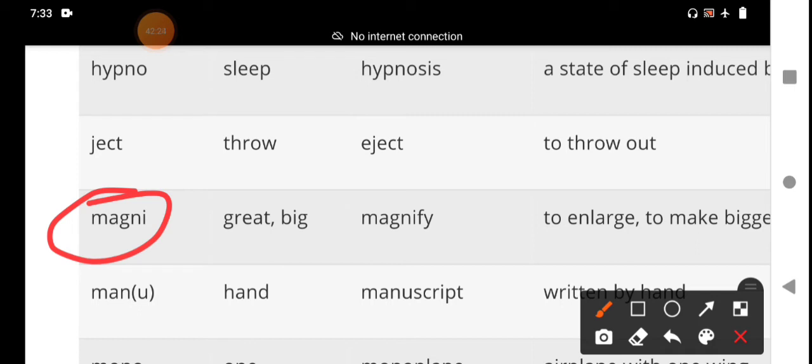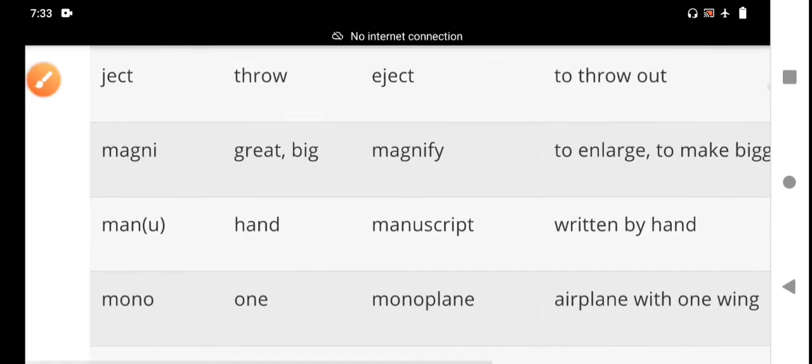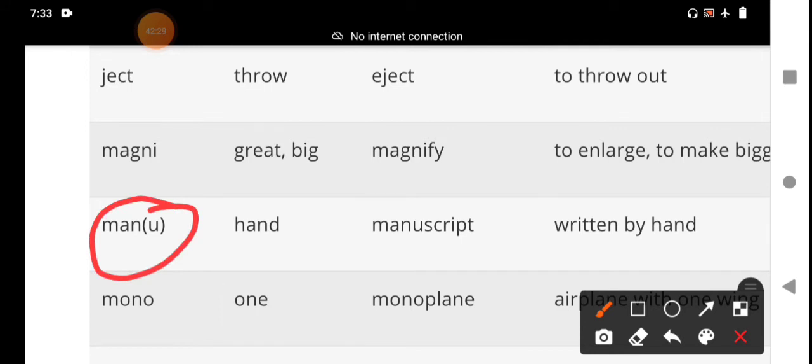Then we go to the next word: M-A-N-U, manu. Man means hand. What is the meaning of man? Man means hand. Manuscript: written by the hand, manuscript.